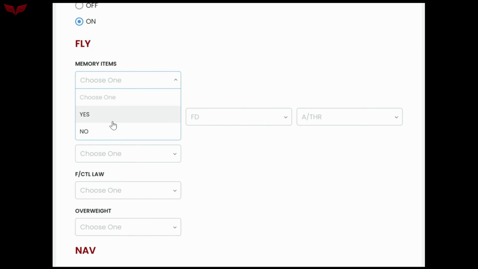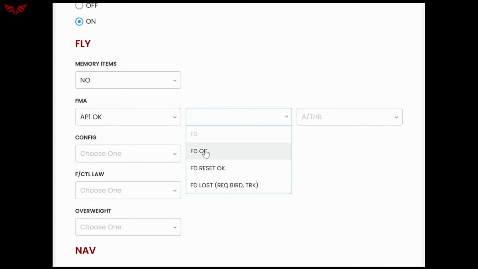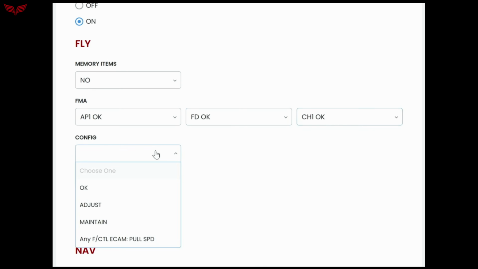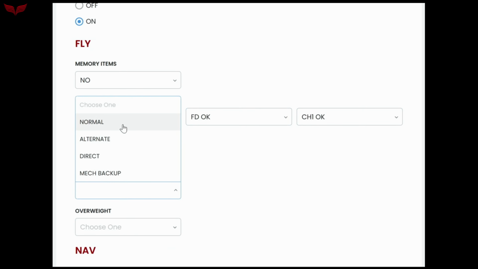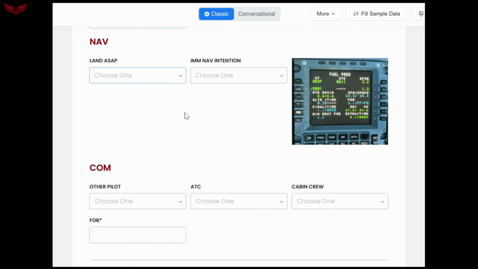Do we have any memory items? No memory items for this one. FMA. Autopilot 1 is okay. Flight director, okay. Auto thrust works beautifully with the autopilot 1 on channel 1. Configuration, we are in clean configuration as we wish. Normal low and overweight, no, we are not overweight. Navigate, do we have any land us up? No, there is no land us up.